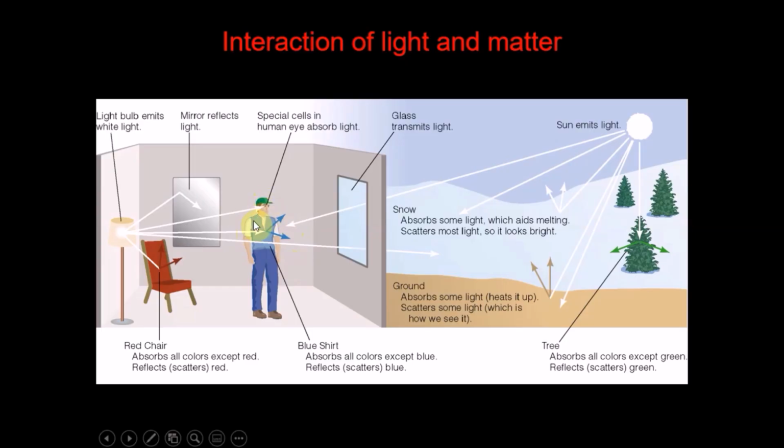Of course, his eyes will absorb light and allow him to see and perceive light. His red chair absorbs everything except red. He has a light bulb in his wonderful stylish lamp that is sending out radiation and emitting radiation, and a mirror which reflects light. So in this example, we're seeing all of these things at work.